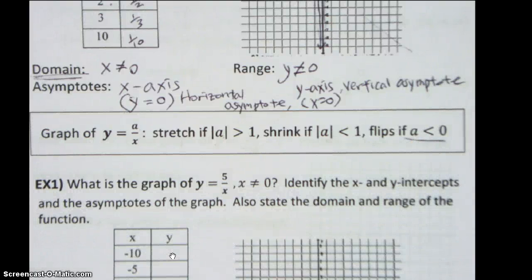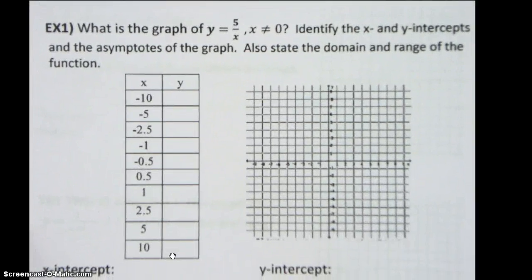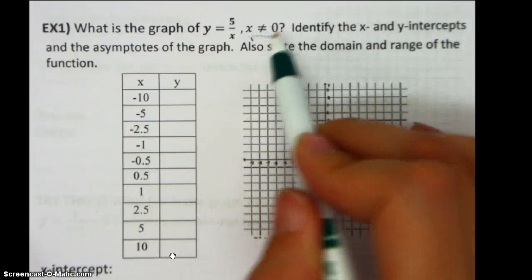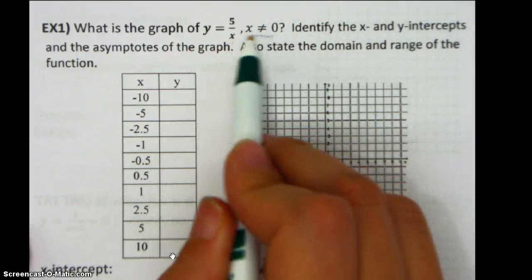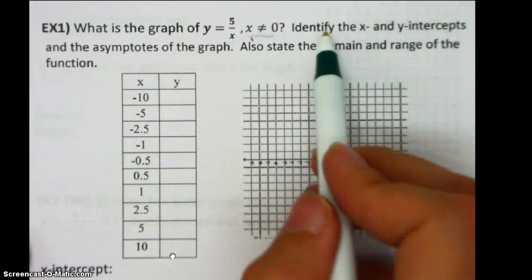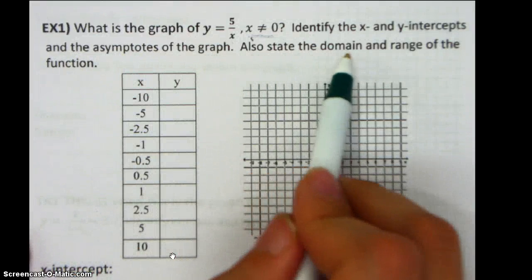So let's look at the first example. What is the graph of y equals 5 over x, where x does not equal 0? They include that restriction so that we don't end up with an undefined value, because x is in the denominator, so x cannot be 0. Identify the x and y intercepts and the asymptotes of the graph. Also state the domain and range of the function.